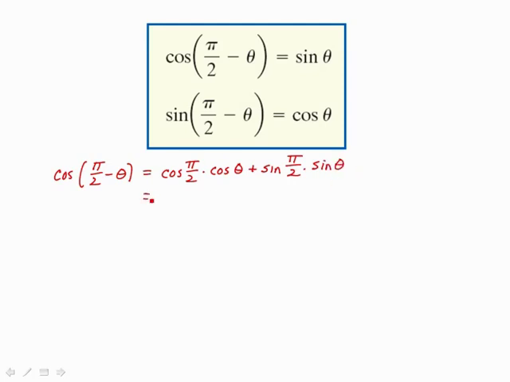What is the cosine of pi over 2? 0. So I have 0 times the cosine of theta. That's going to be 0. What's the sine of pi over 2? 1. So I have 1 times the sine of theta, which is the sine of theta. So that's why it works.